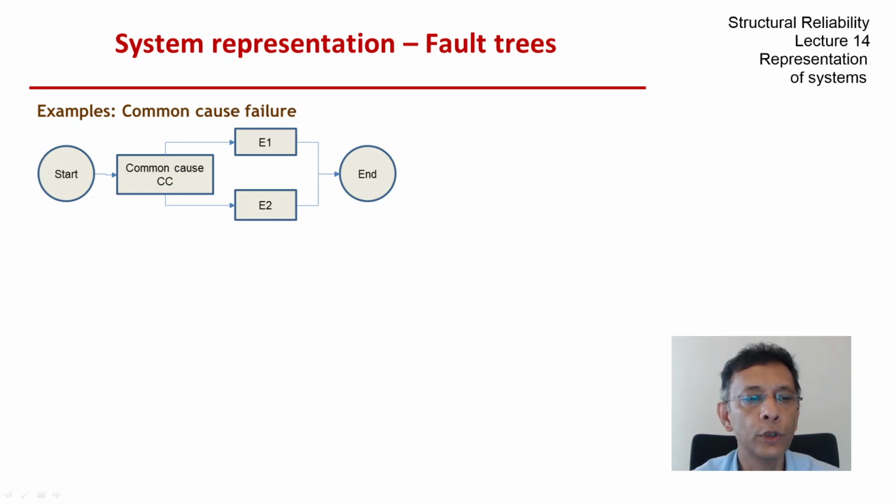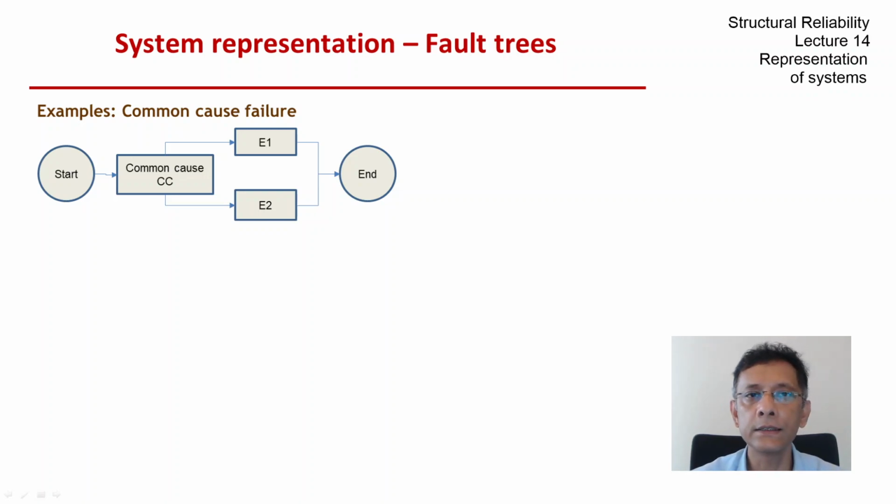Another example could be when there are two machines in parallel mode, and the system is going to work as long as only one works, but there is a maintenance person whose job is to look after them, and if that person is not doing his or her job properly, then that common cause is going to fail both those machines.